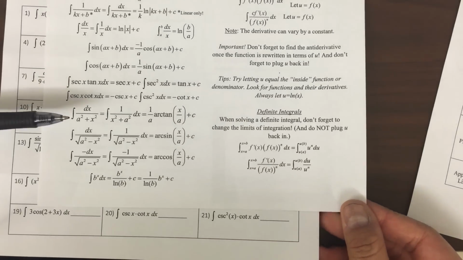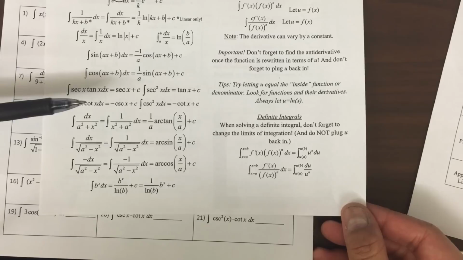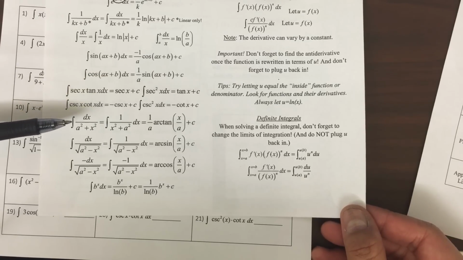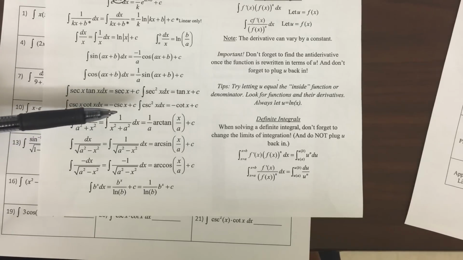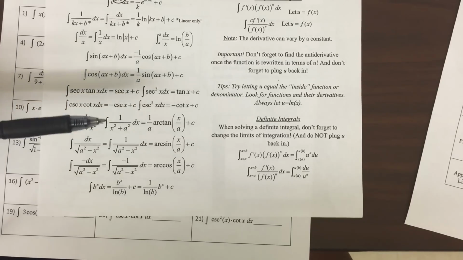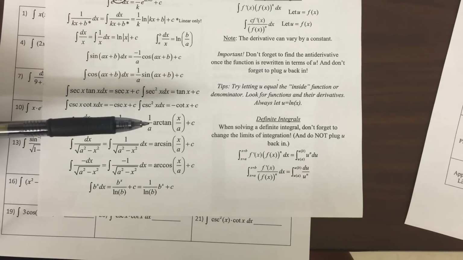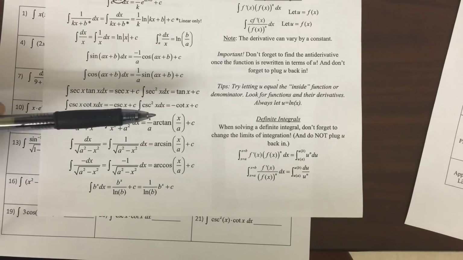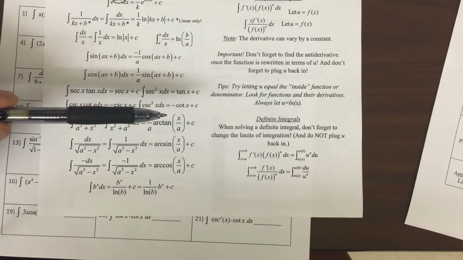Here are the important ones to remember as well. The antiderivative of 1 over x squared plus a squared, or they can swap this around. There are a lot of ways to write that. They can have x squared plus a squared or a squared plus x squared. It means the same thing. It equals 1 over a, whatever a is, and then arctan or tan inverse, because that's what arctan is, x over a plus c.